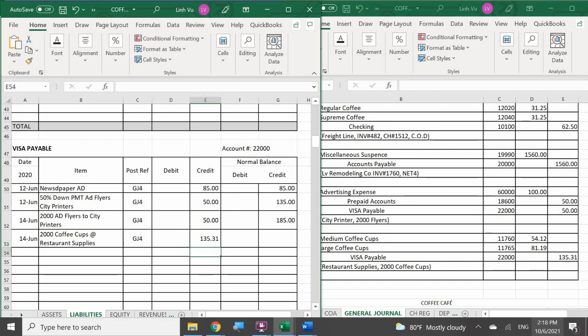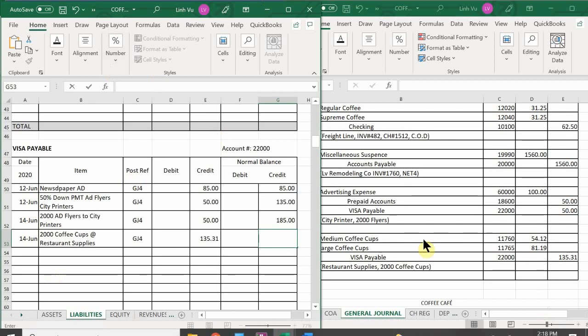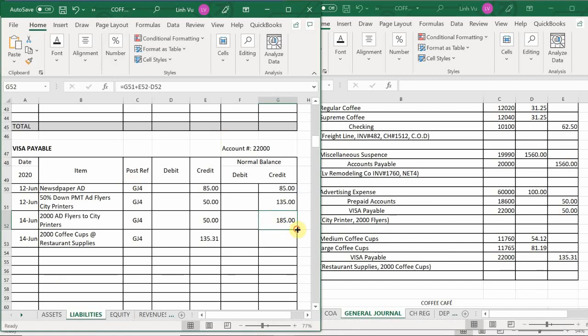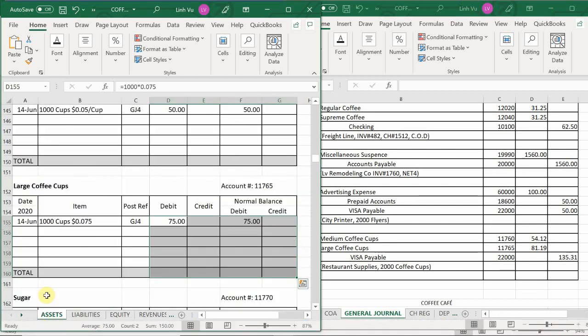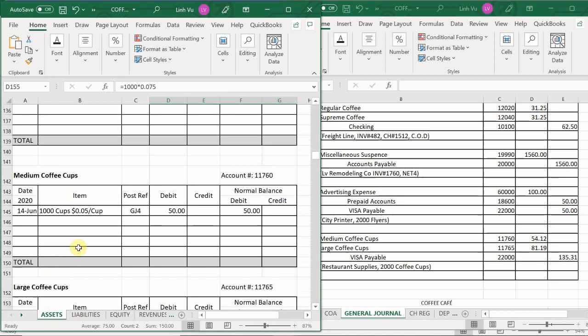So we have 320.31. All right, so we made a mistake already. Why? What did we do for the tax? What did we do with the tax? We paid it into the coffee cups, right? So in this case, you have to reduce it, but you pay on the Visa 135.31. So what do you do?